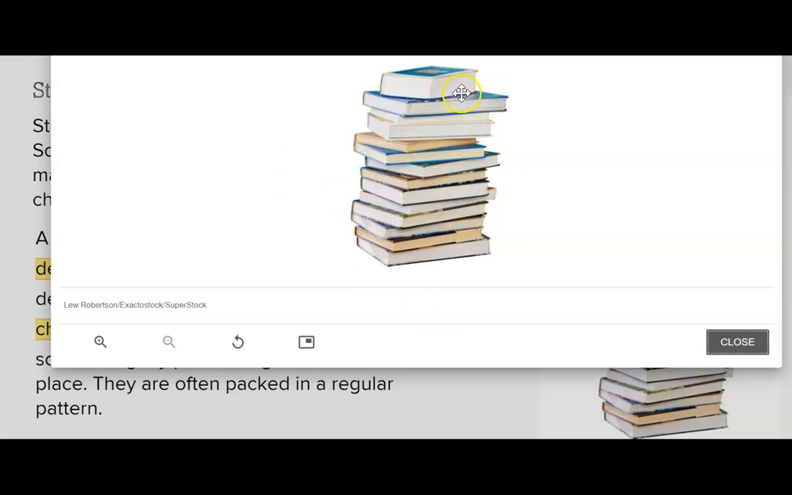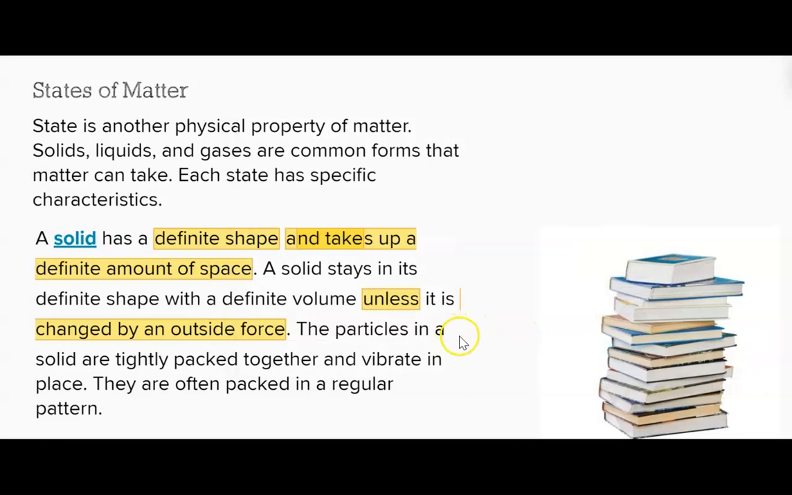What if I start removing the books here, or moving them around, changing the order of these books? The shape will change, right? The stack of books shape. I'm talking about the stack of books shape, not each book individually. So the outside force will be here, me actually moving the books, or me actually doing something to the books. So this is the outside force.